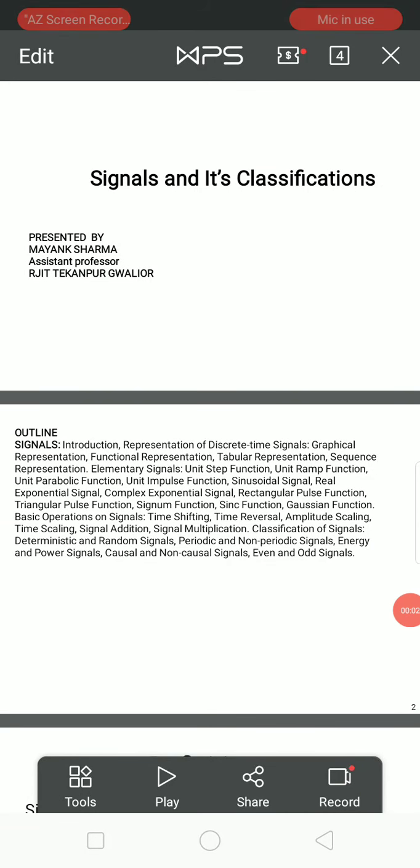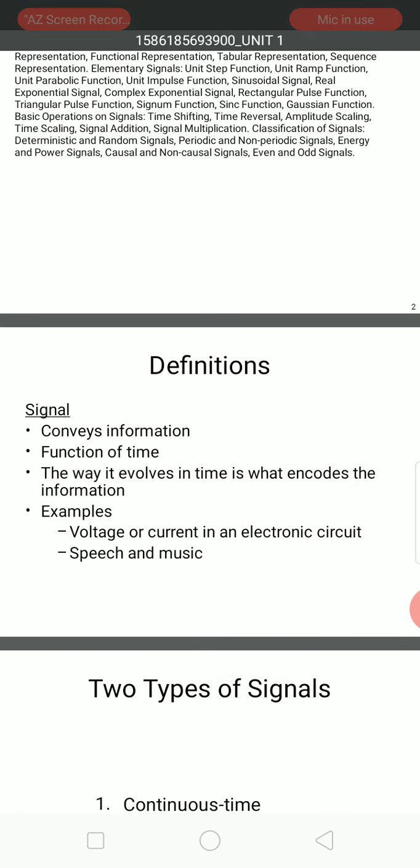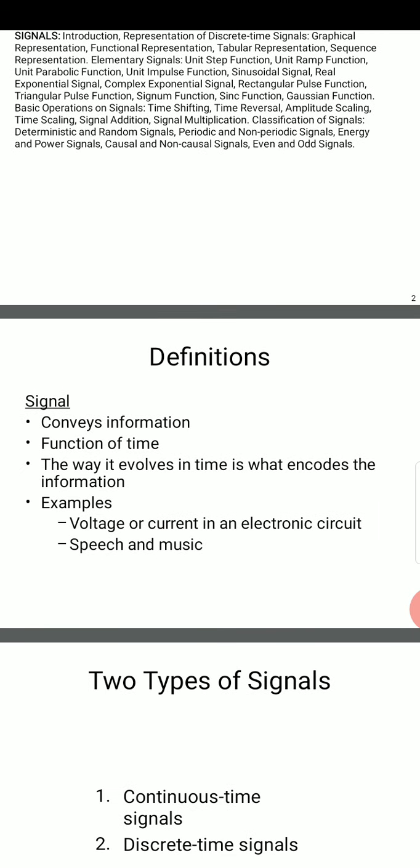Today we will discuss the signal classifications. What is the signal classification? What is the definition of a signal? A signal contains information with respect to amplitude and frequency. It is a function of one or more independent variables. It conveys information as a function of time; the way it evolves in time is what encodes the information.